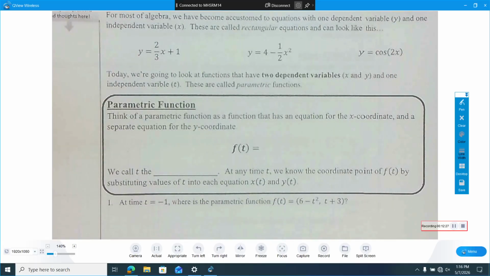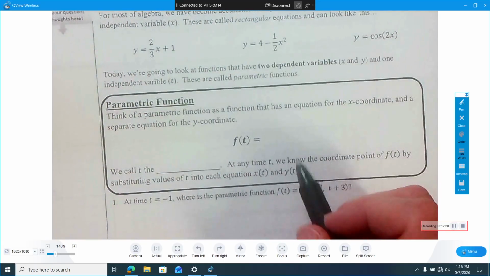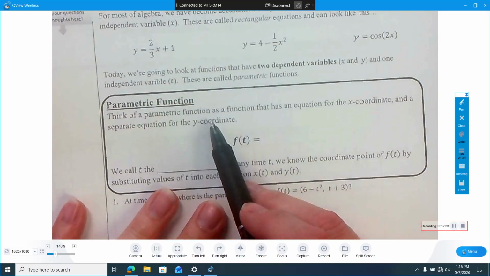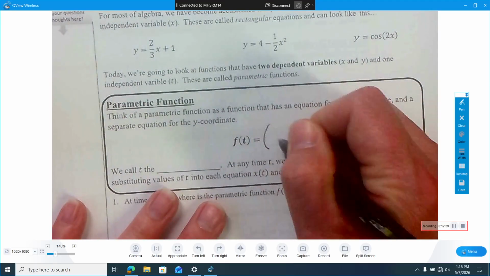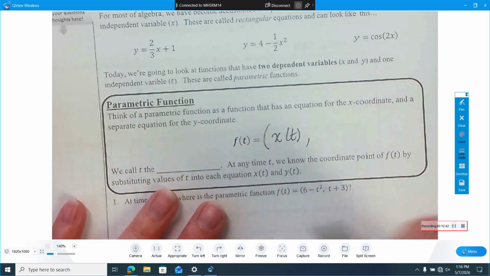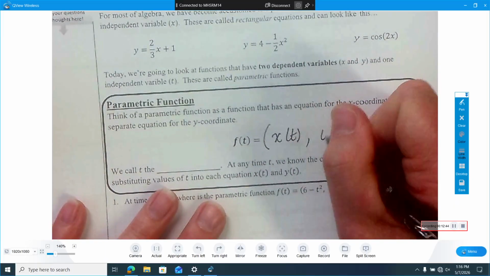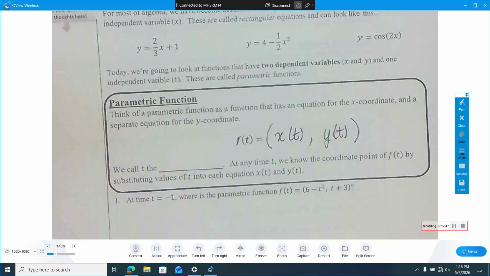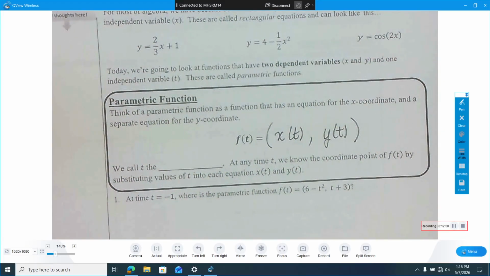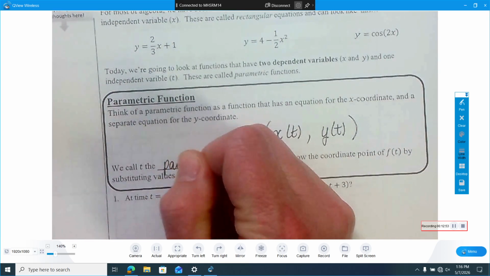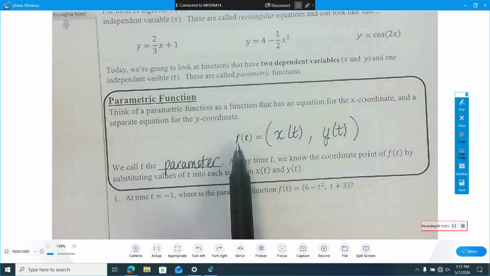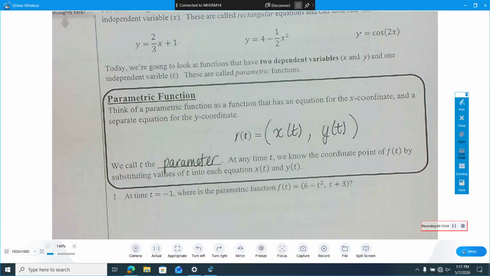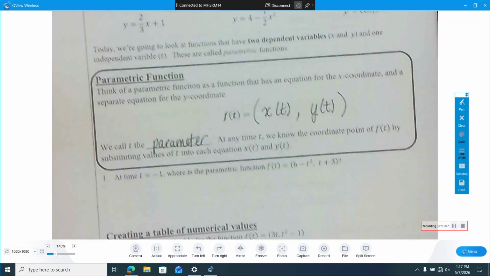I basically already talked about all that. So a parametric function is a function that has an equation for the x-coordinate and a separate equation for the y-coordinate. So we would typically write this as, here is an equation for the x-coordinate, and we have an equation for the y-coordinate. And when we put those two equations together, we form an ordered pair. T is called the parameter. And at any time t, we know the coordinate point of f of t by substituting values of t into each equation. So that's all we have to do.